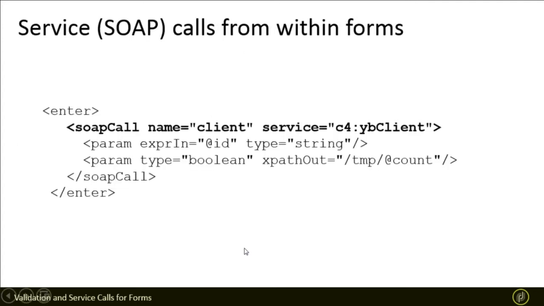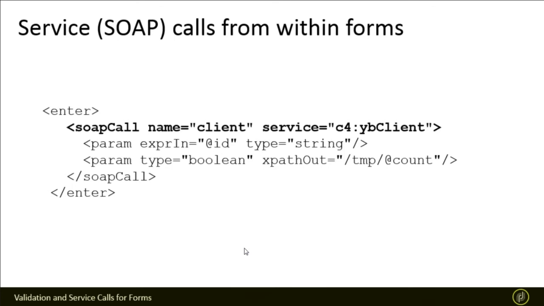Now, in addition to using SOAP calls from a form to validate data, we can make SOAP calls from a form to do other things as well. So in this case, we've got the enter of a particular field. The SOAP call is going to a service, and that's the namespace and the data type. So the namespace is C4 and the data type is YB client. It's calling a function called client.